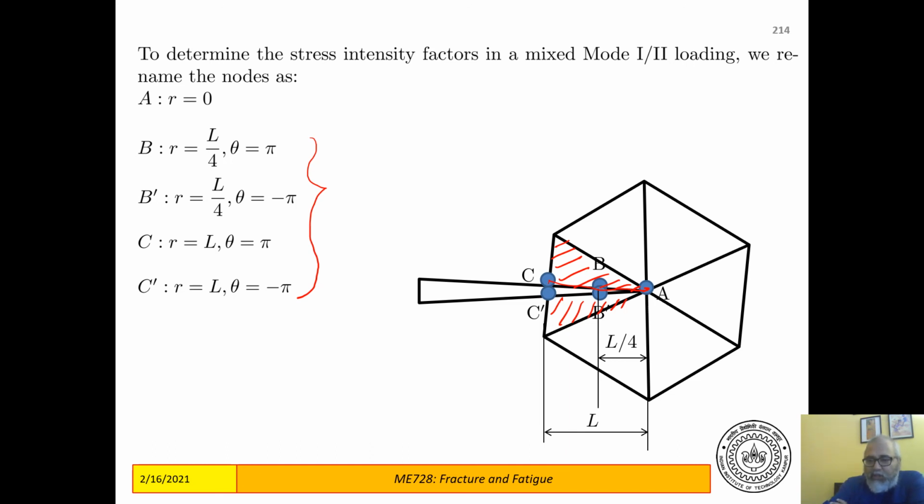So I'll stop here. In the next lecture we will do a few problems using the stress intensity factor and the fracture toughness.